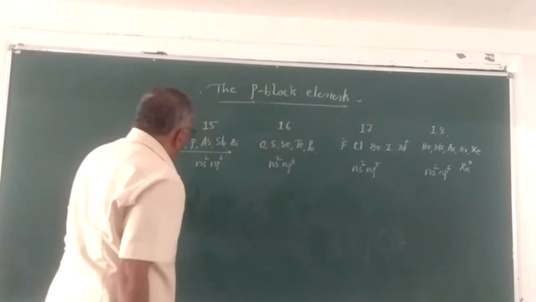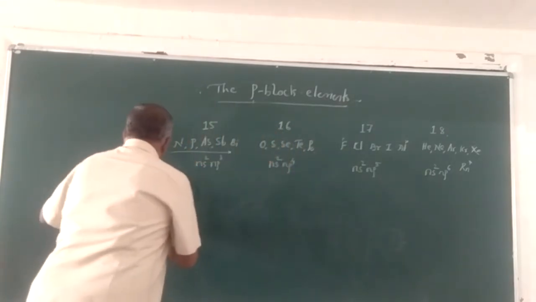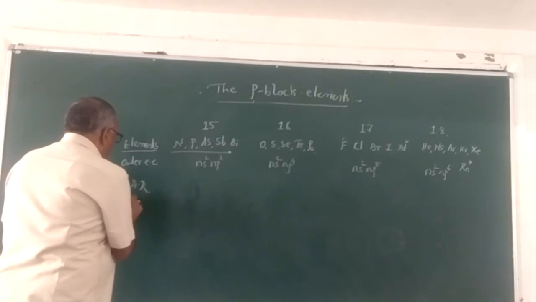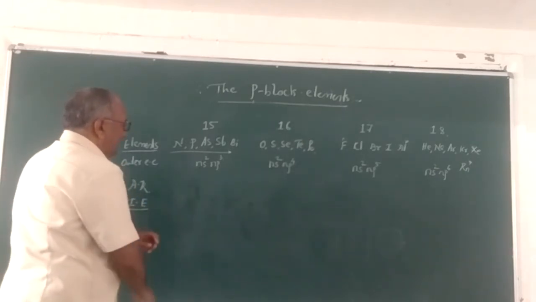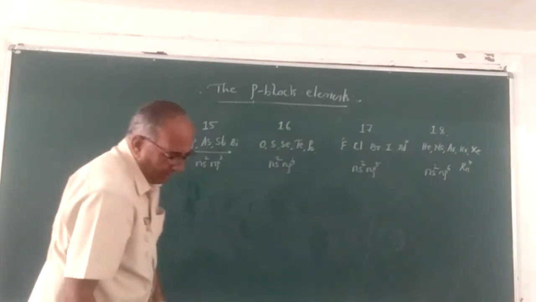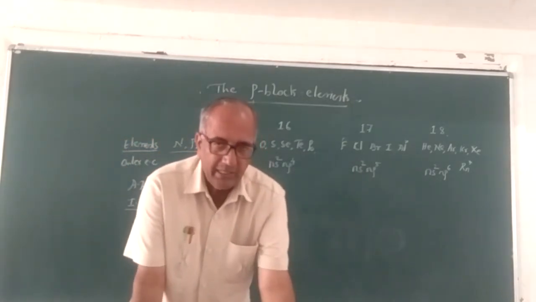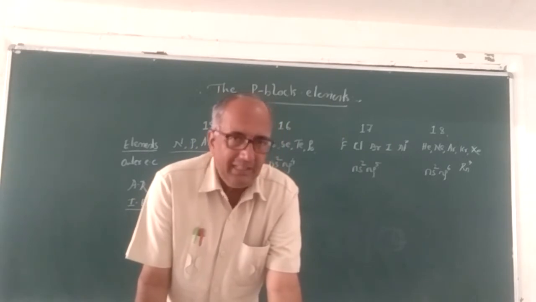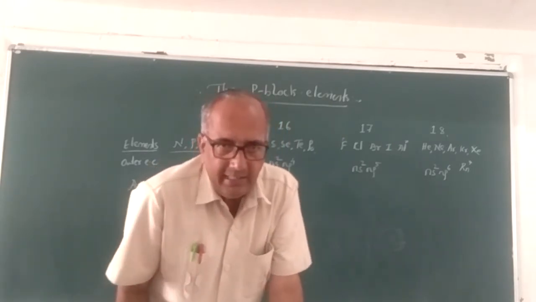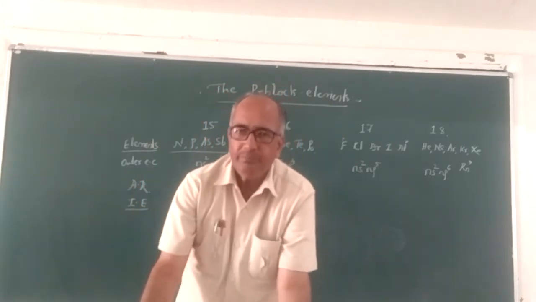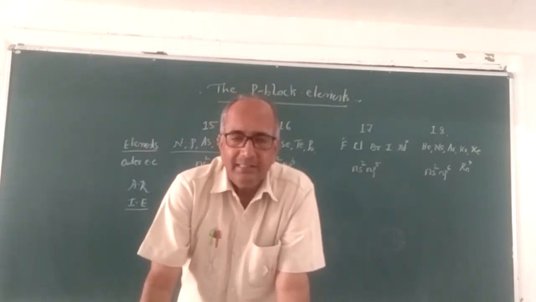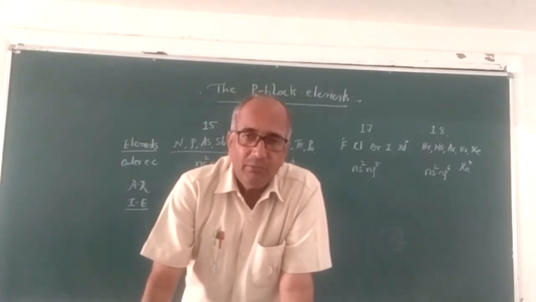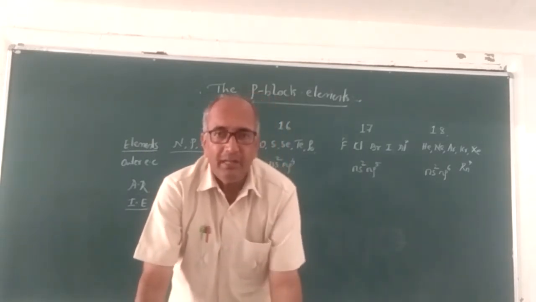Then ionization energy, or ionization potential. See that ionization energy decreases along every group, going down the group of the periodic table, because the atomic radii increase.